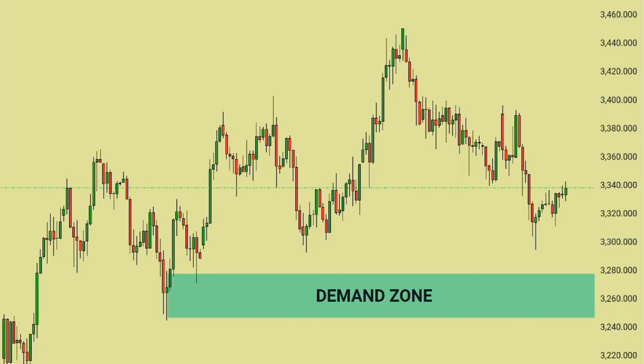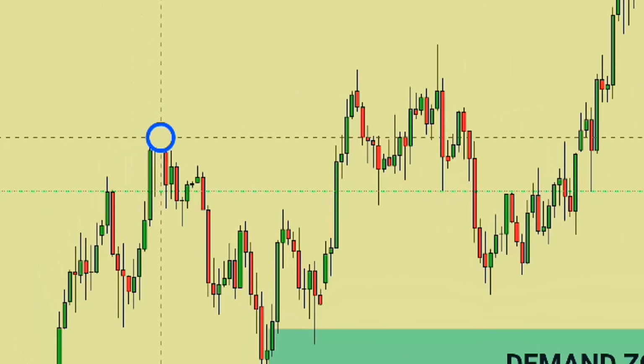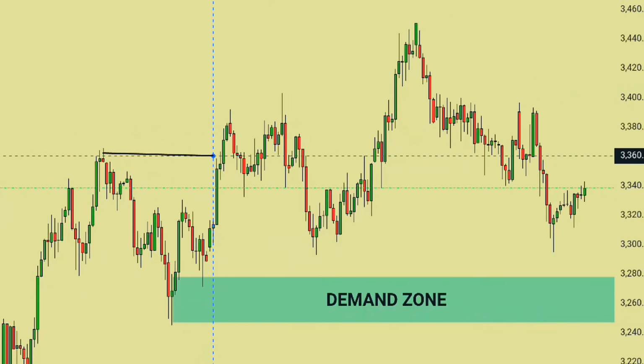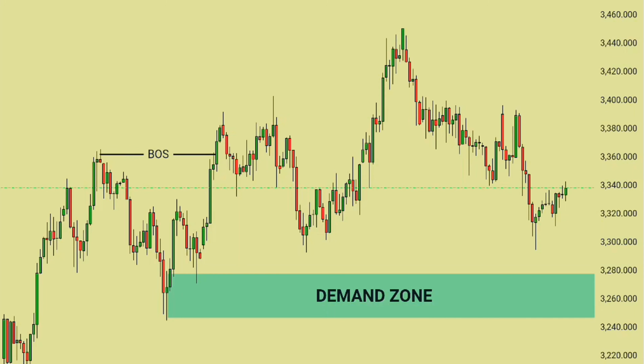A break of structure. After reacting from the demand zone, something very important happens on the chart. Price creates a break of structure. A break of structure simply means the market breaks the previous high, showing that buyers are starting to gain control. This is one of the first signs that the market direction may be shifting.